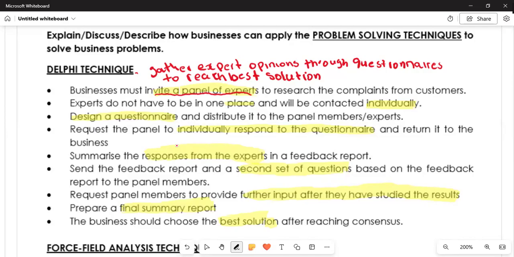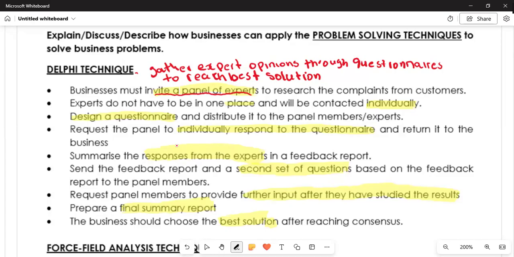So this is whereby now the management is going to invite the panel of experts, so that they can research the complaints from customers. So they will invite a panel of experts. That's why I'm saying the company will select 5 logistic experts from different cities to come and help with that problem.